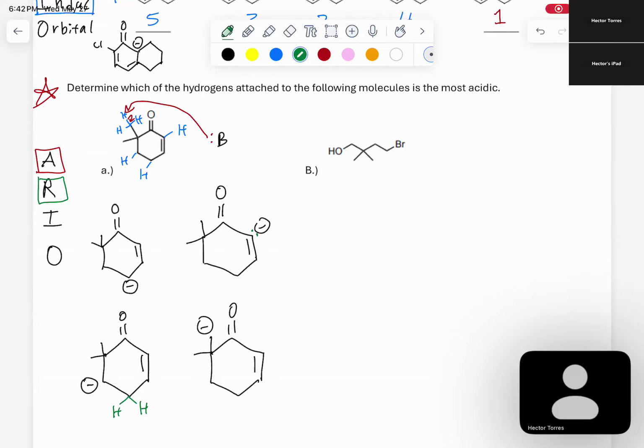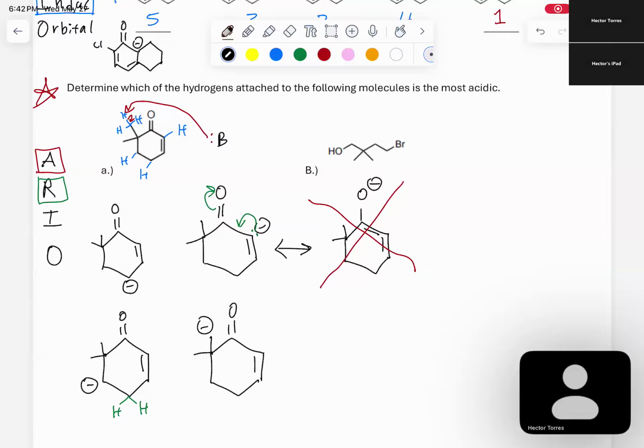Sometimes we think it can resonate onto here and push these up. And the thing is, this looks like a fine resonance structure. It looks a little weird, but according to octet rule, it should be okay. However, I'm going to tell you right now, this one does not work.